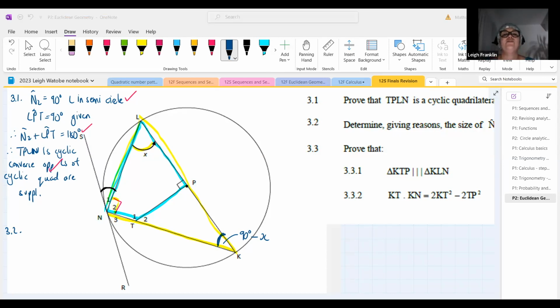It's okay, Avio, don't stress. Okay, N1 equals K. Yes, Chloe, it does. Okay, and K is 90 minus X. Good, Chloe, well done. All right, so let's get that down.